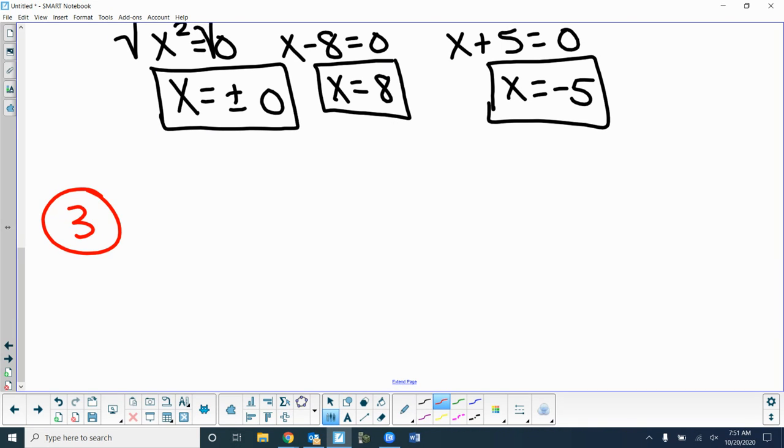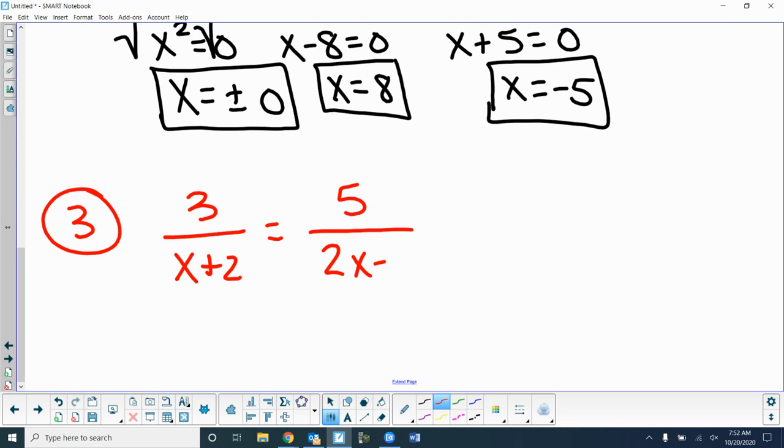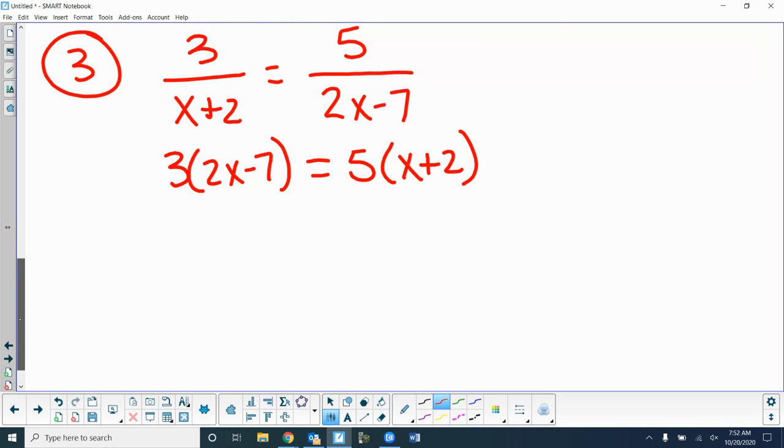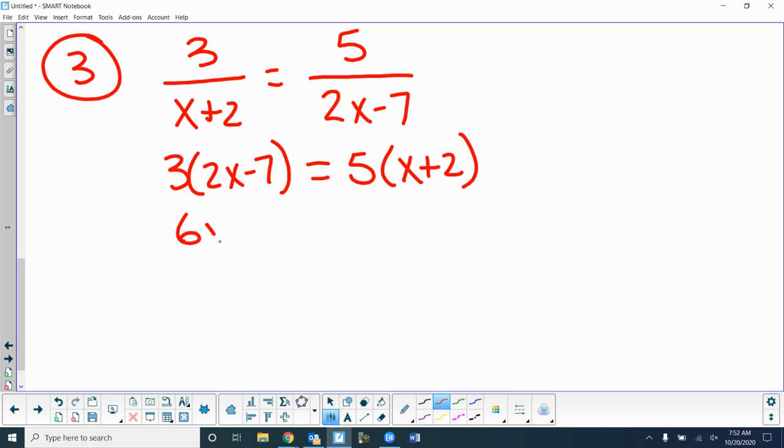Okay. So for 3 and 4, we have 2 fraction problems. Number 3 is a proportion. So when we solve proportions, we can just cross multiply. Don't have to worry about finding a common denominator. Okay, so it's just going to be 3 times 2x minus 7 equals 5 times x plus 2 when I cross multiply. So I distribute my 3, it's 6x minus 21, and distribute my 5, 5x plus 10.